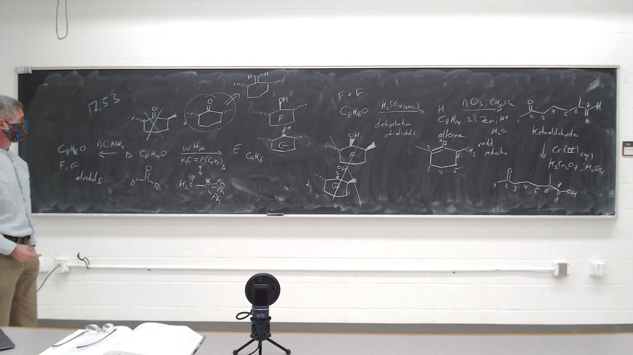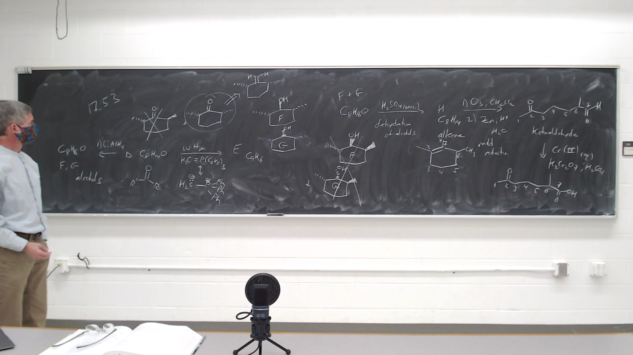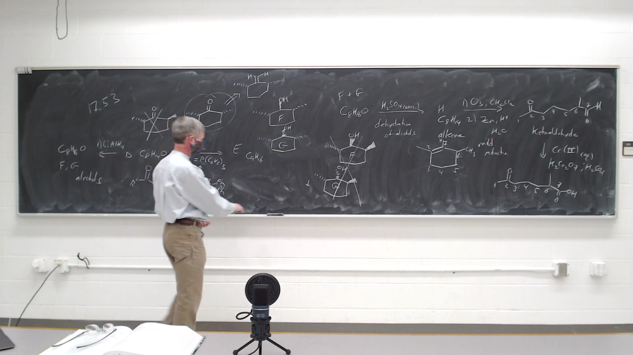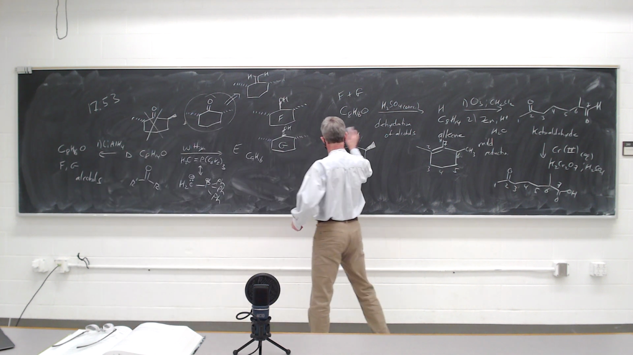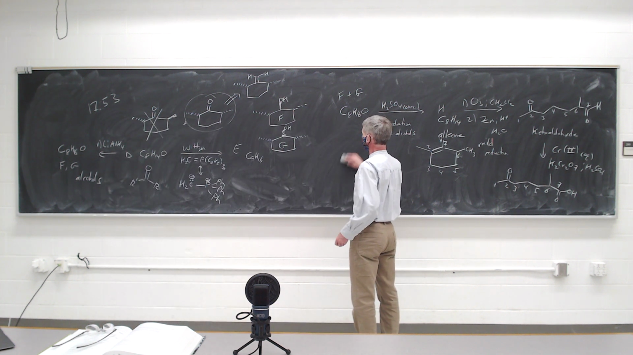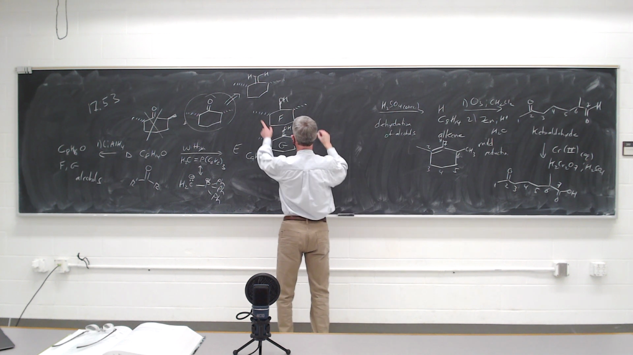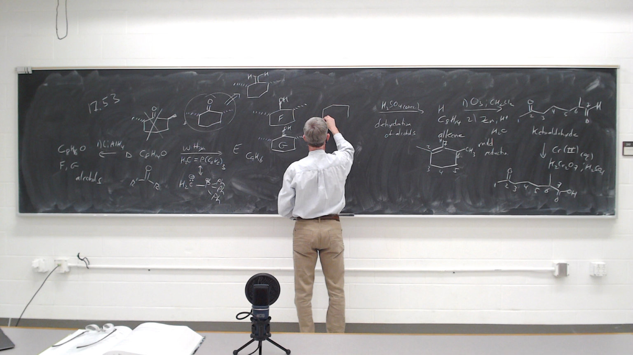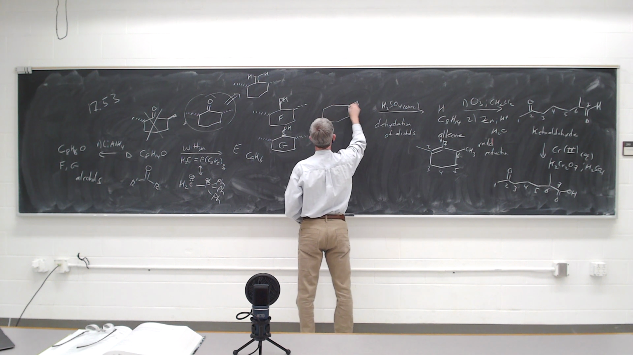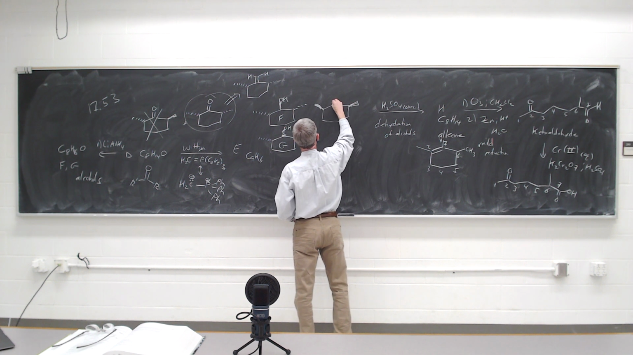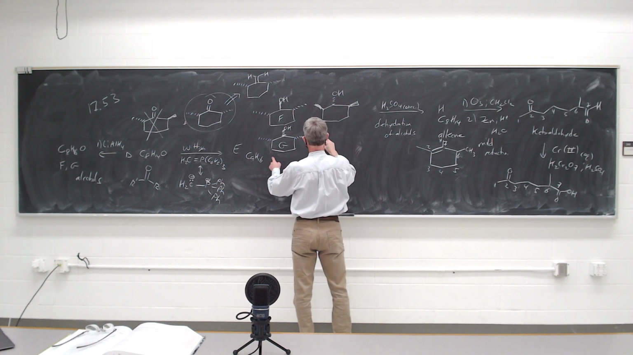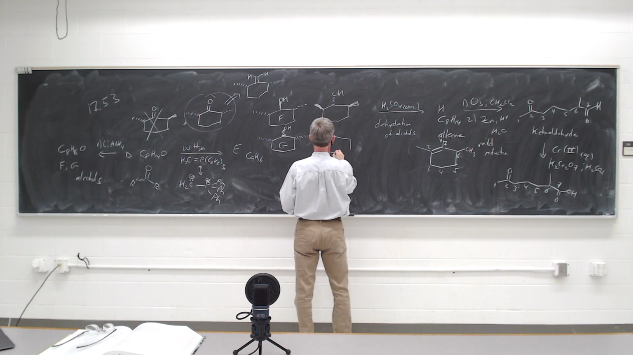Question: can we draw that with the two carbons coming forward instead of back? That's the same thing, right? Yeah, as long as they're going the same way. So this, if I rotate it 180 degrees, it becomes that. And if I rotate this one 180 degrees, it becomes that.